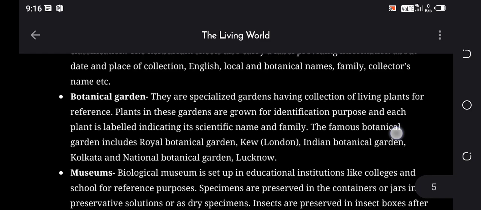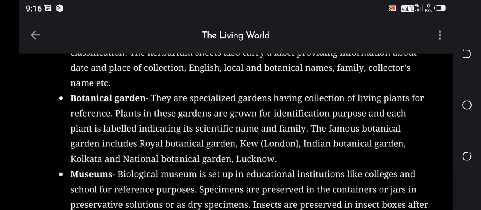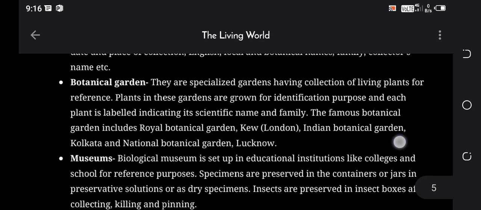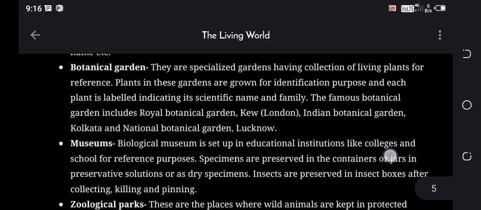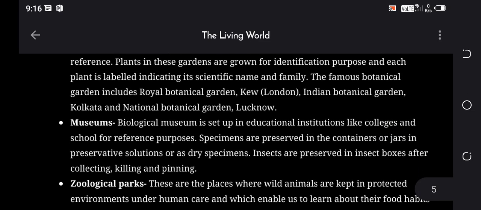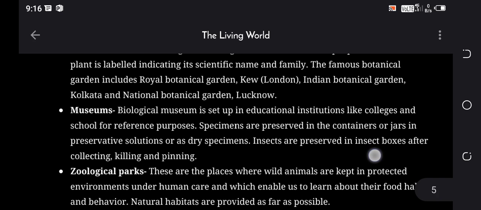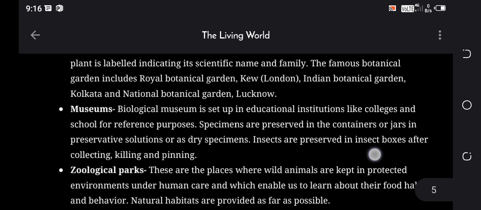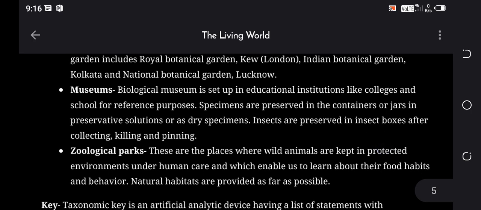Botanical garden: these are specialized gardens having a collection of living plants for reference. Plants in these gardens are grown for identification purposes, and each plant is labeled indicating its scientific name and family. The famous botanical gardens include the Royal Botanical Garden, Kew, in London, the Indian Botanical Garden, Kolkata, and the National Botanical Garden in Lucknow.